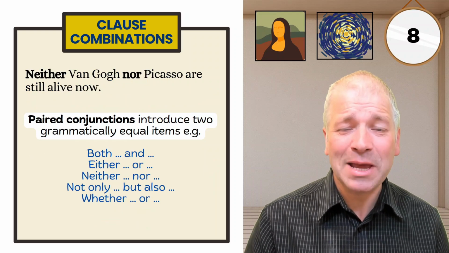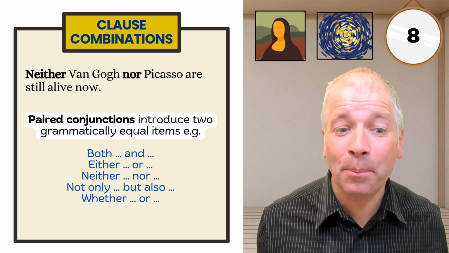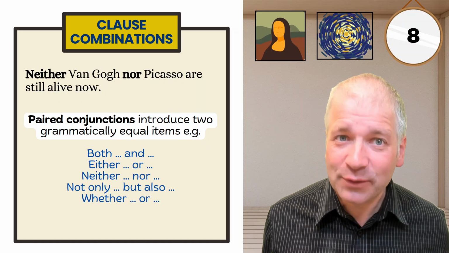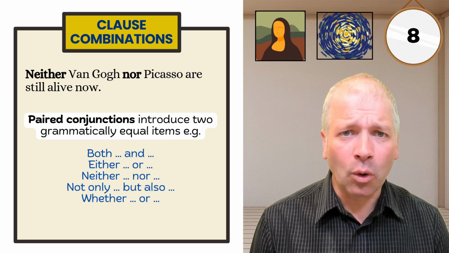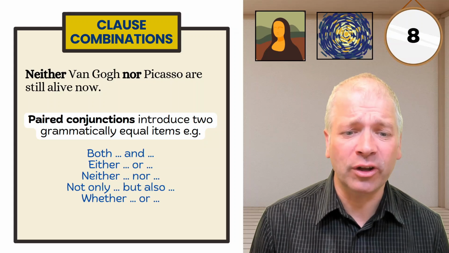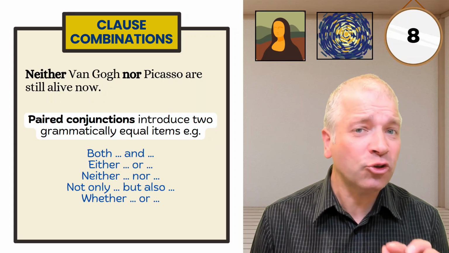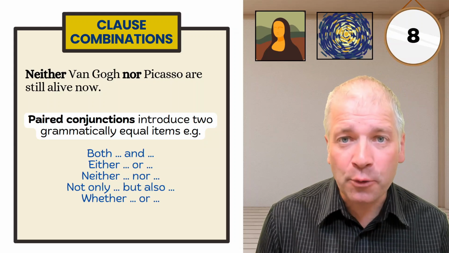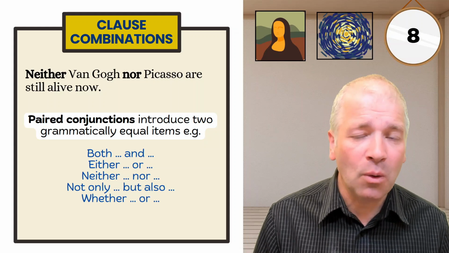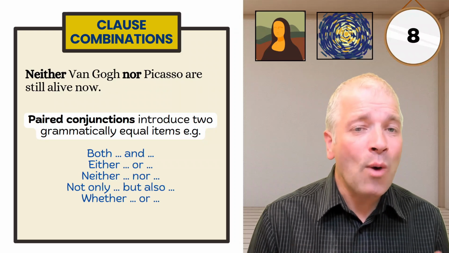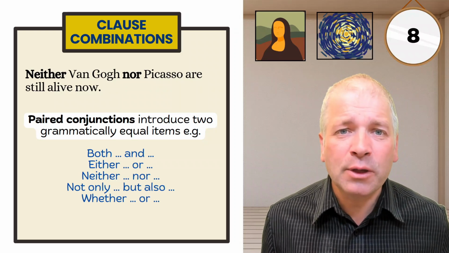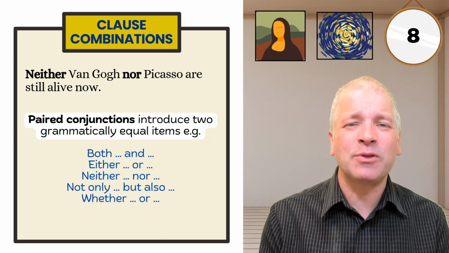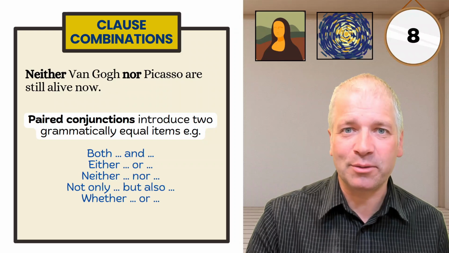And another type is paired conjunctions. For example, neither Van Gogh nor Picasso are still alive now. Neither nor. This is a paired conjunction. And paired conjunctions introduce 2 grammatically equal items. Some examples are both and, either or, neither nor, not only but also, whether and or. So this will make your writing more complex by introducing 2 different items that are linked through paired conjunctions.